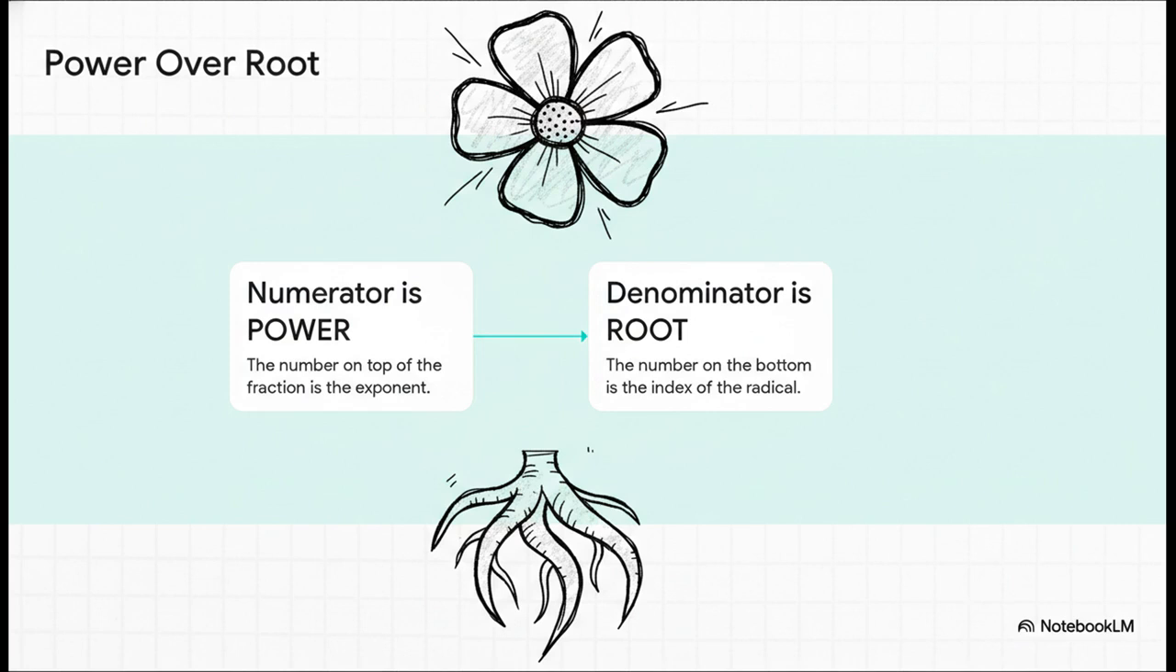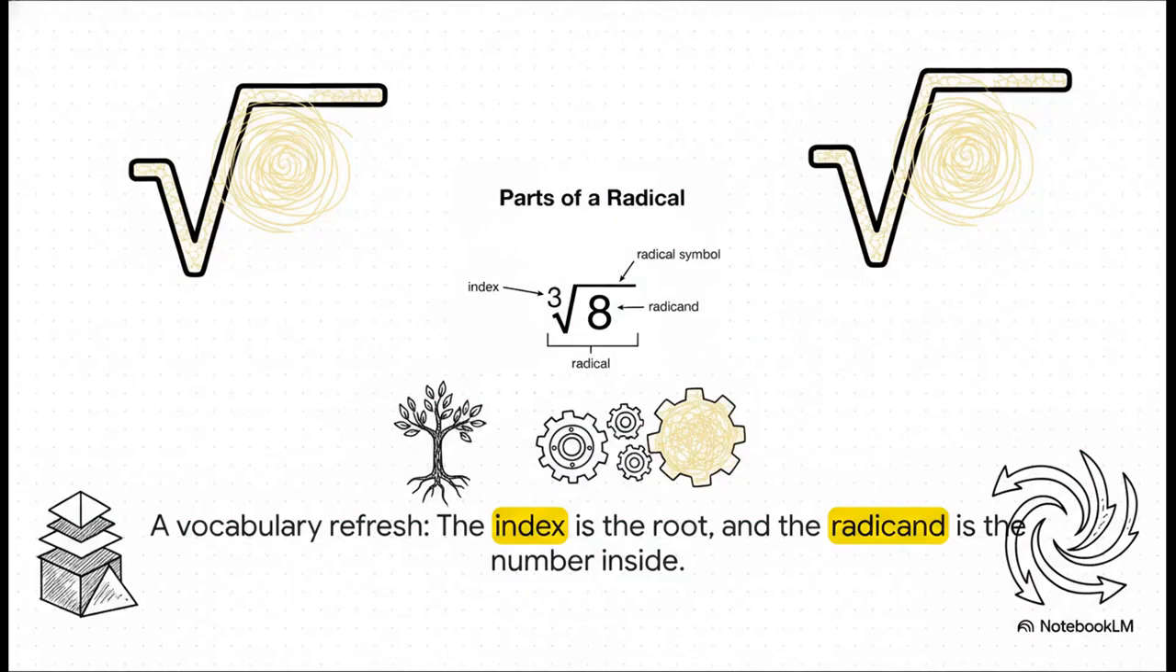A great way to think of it is a flower. The flower of the power is on top, and the roots are on the bottom. So it's always power over root. If you can lock that phrase in your head, you'll never get this wrong. Hey, just a quick vocab refresh while we're at it. That little number tucked into the checkmark part of the radical symbol, that's the index. That's the root we're talking about in our power over root mantra. And the number inside, well, that's called the radicand.